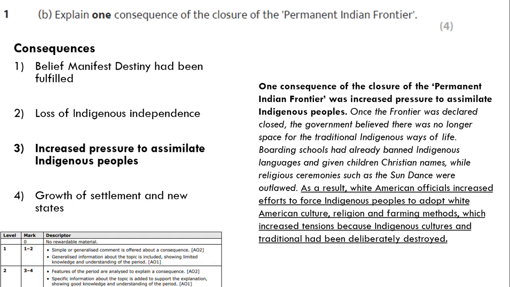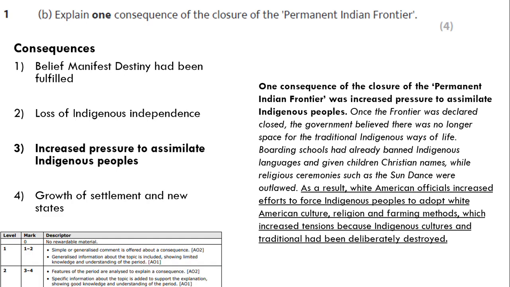So we'll start from the italics. Once the frontier was declared closed, the government believed there was no longer space for the traditional indigenous ways of life. Boarding schools had already banned indigenous languages and given children Christian names, while religious ceremonies such as the sun dance were outlawed. As a result, white American officials increased efforts to force indigenous peoples to adopt white American culture, religion, and farming methods, which increased tensions because indigenous cultures and traditional ways of life had been deliberately destroyed.